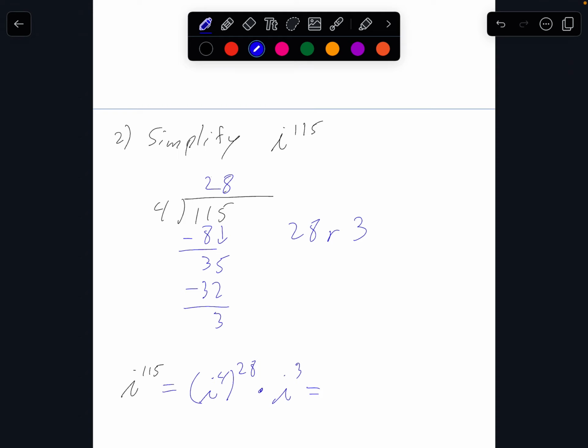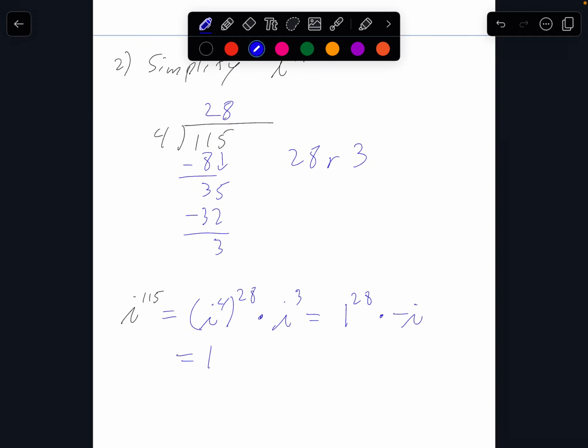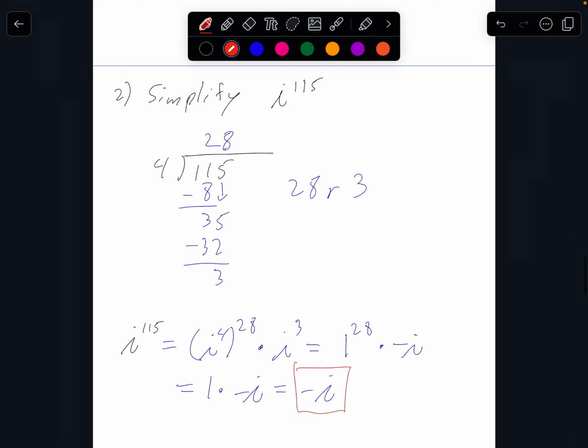But remember, we can substitute i to the 4th with a 1. We can substitute i to the 3rd with a negative i. And this means 1 times negative i is equal to negative i. And this is our simplification of i to the 115th power.